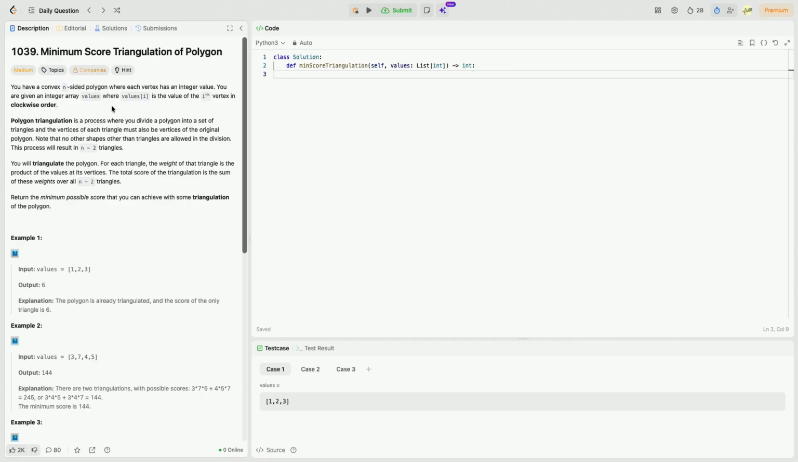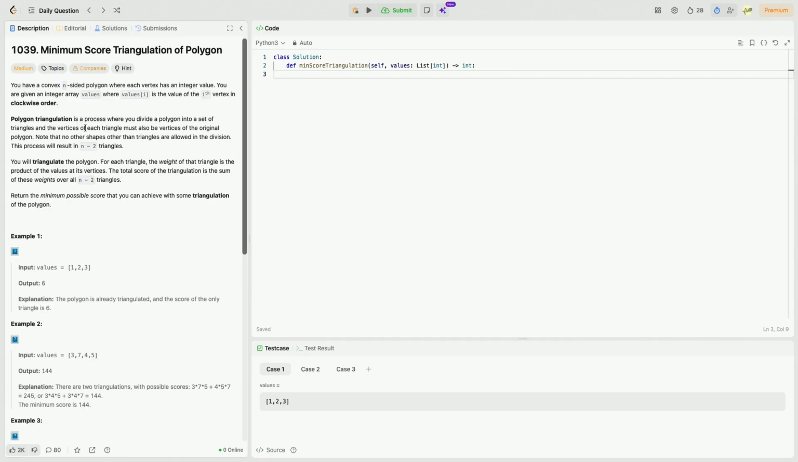Let's say we have 3 vertices, then it's 1 triangle, so it's n-2. If we have 4, like a square, we can only divide it once, and then we have 2 triangles. Okay, I guess that makes sense.